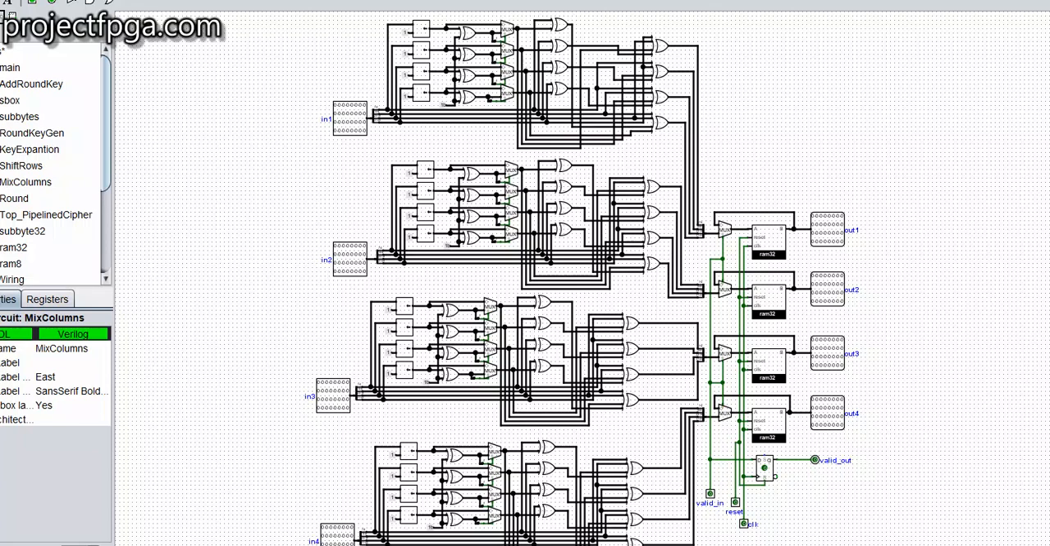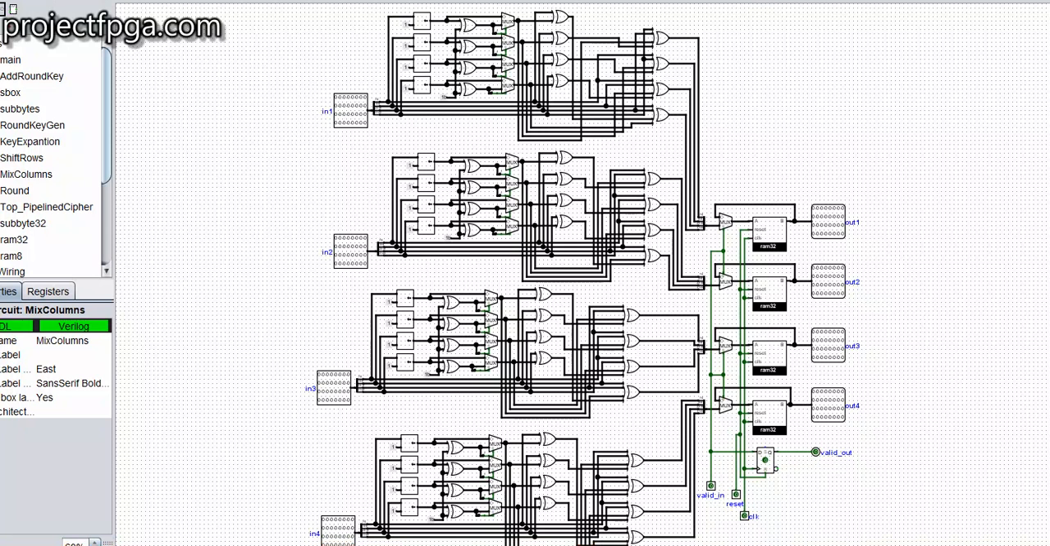This is lesson 9, and in this tutorial I'll be talking about the mixed columns. We've talked about the shift rows in lesson 8. So this is mixed column.